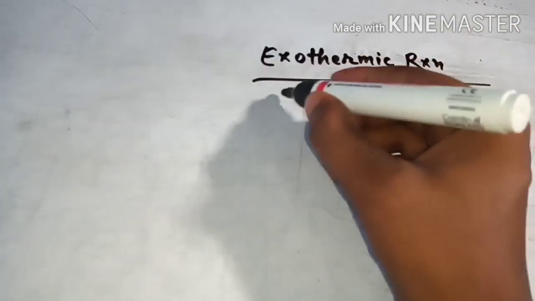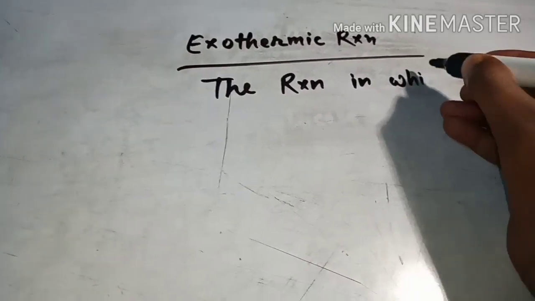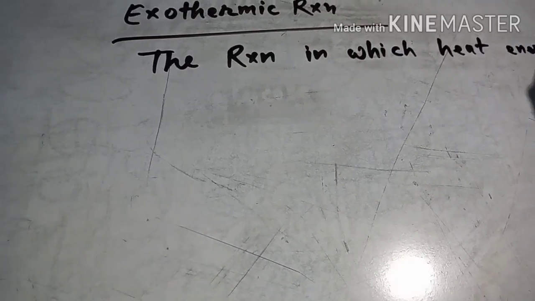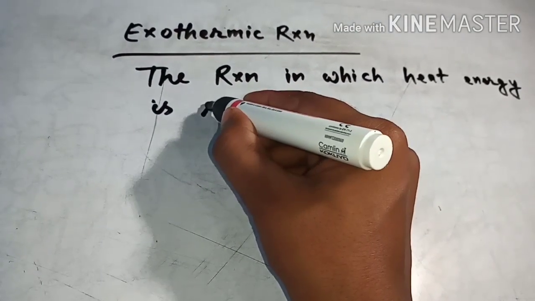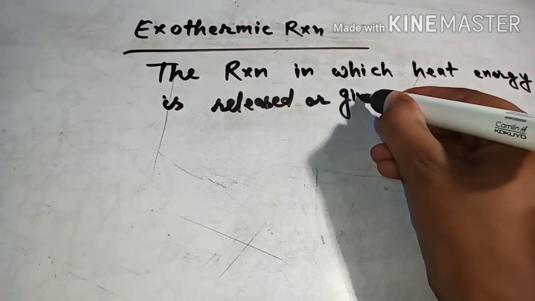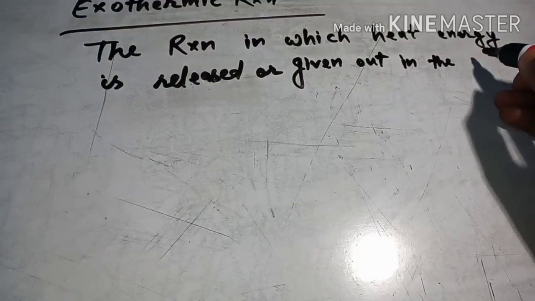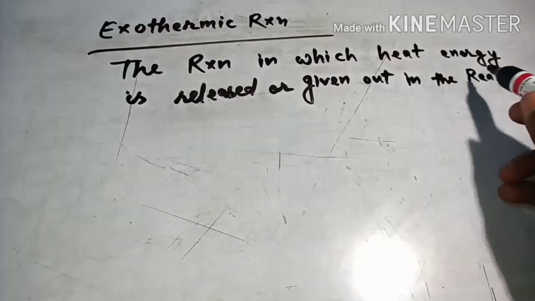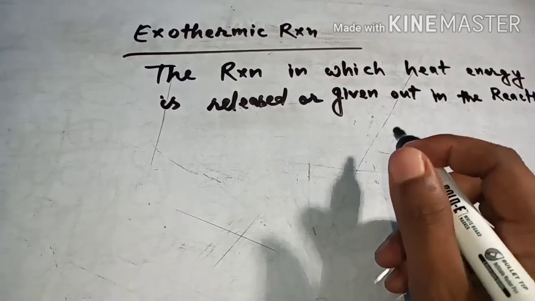All of you know the reaction in which heat energy is released or given out in the reaction. The reaction in which heat energy is released or given out in the reaction is called exothermic reaction.